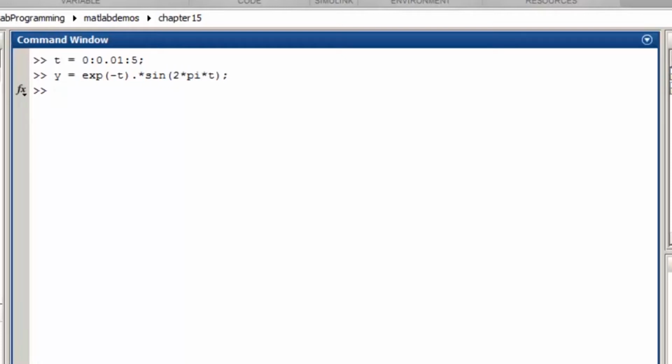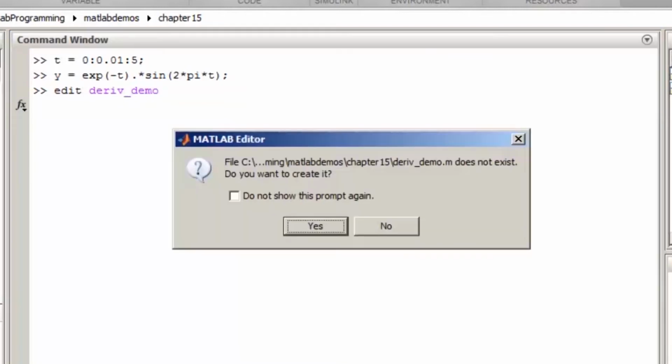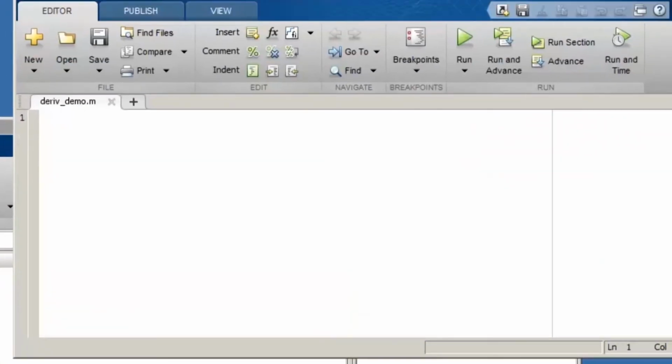I'm going to calculate the derivative for all values of x. I'll do this with a for loop first. I'll put the code in a script file named deriv_demo. First, find the number of points in the vectors representing the function. Now we'll loop through the first n-1 points.